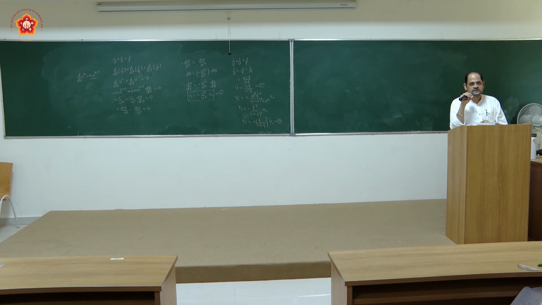What is magnification? Size of image upon size of object. Size of image is 6 centimeter. Size of object is 10 centimeter. So 6 by 10 will be the ratio. That will be 3 by 5. So M will be taken as plus 3 by 5. If you are taking M as plus 3 by 5, the formula for M is minus of V by U. So minus of V by U is equal to 3 by 5. Use the formula 1 by V plus 1 by U is equal to 1 by F.